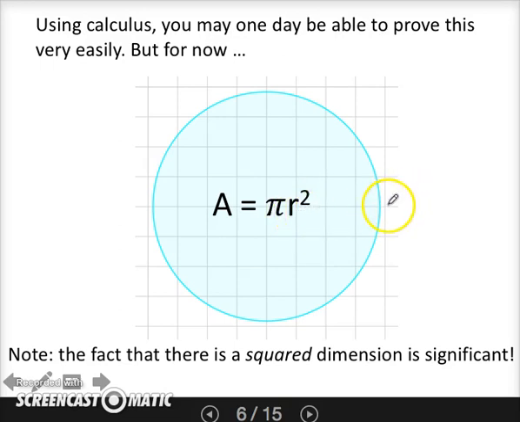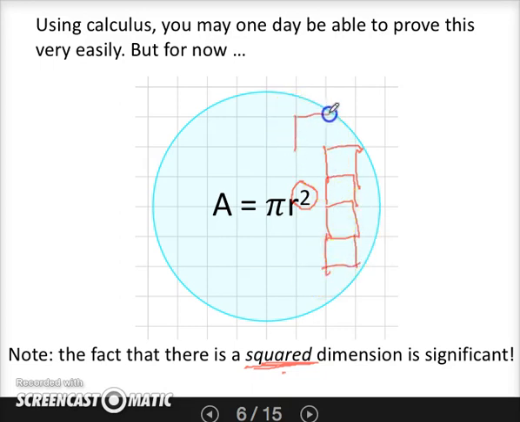Now, note the fact that there's a squared in this formula, and remember that we have been defining area in terms of a number of squares. This is not a coincidence. The fact that we use the word squared, that the radius is squared, and that area has to do with squares is all connected. And this can actually help you remember the formula for area if you think that area is about the number of squares that cover a given figure.